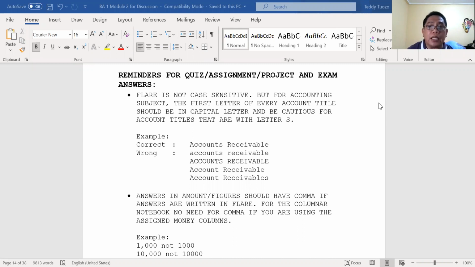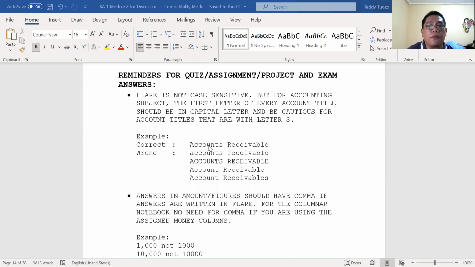Flare is not case sensitive, meaning to say, if the answer is all capital, like I required you, for account titles the first letter should be in capital, but Flare would accept small letters or capital letters. But when you answer this one using your columnar notebook, I will not accept that. That would not be given credit or score.